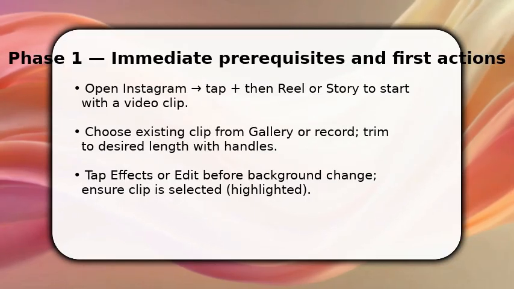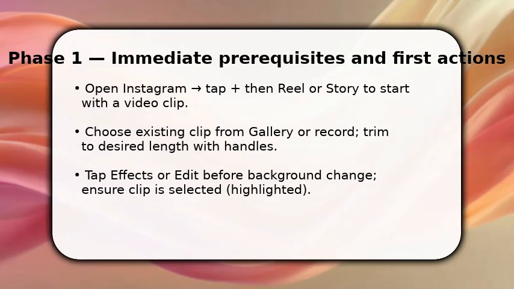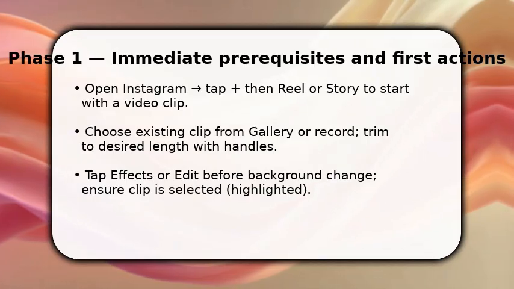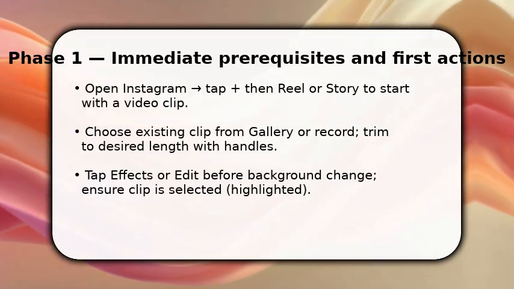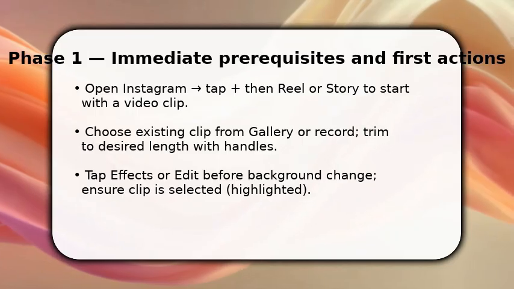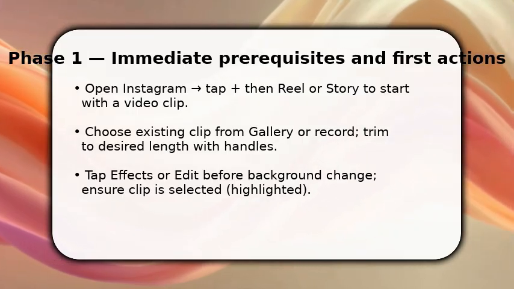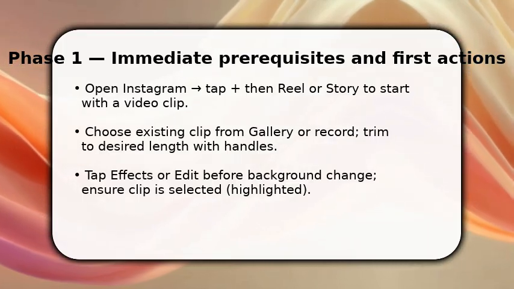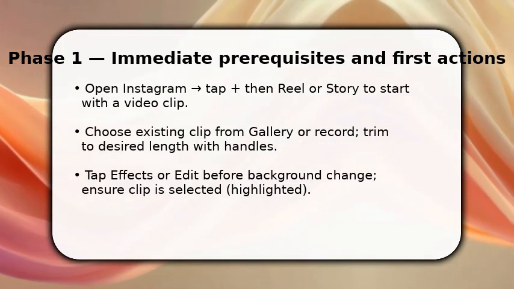You start in Reels or story creation because that's where Instagram gives background control. First, tap the plus icon and pick Reel or Story, then select your clip from Gallery or Record one. Once the clip is highlighted, trim it with the handles to the precise segment you want. This reduces processing and avoids background artifacts.